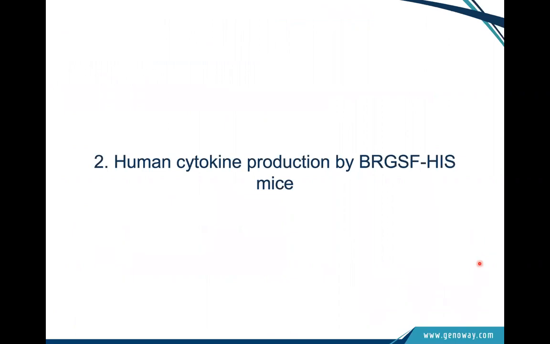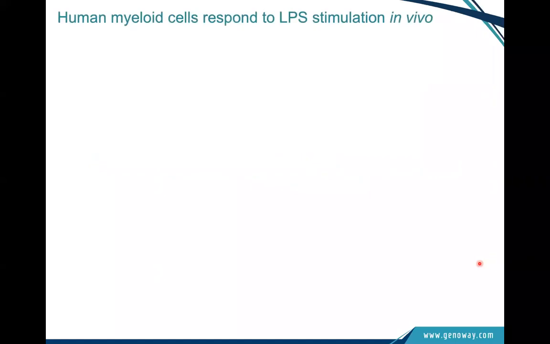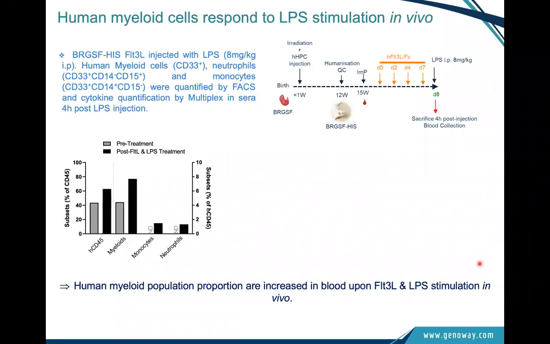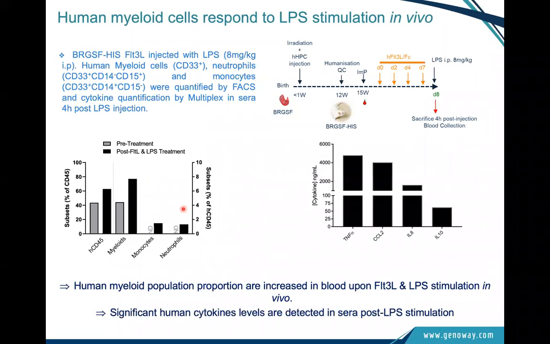Are those immune cells able to produce cytokines? The answer is yes. That's a study we conducted in-house where we reconstituted the mice, treated them with FLT3 ligand, and injected LPS. Mice were then sacrificed post-injection, and we checked the different immune cells, and as you can see, once again, we are seeing an increase in monocytes, neutrophils, and other cell types. And when we check for cytokines produced, we monitored by multiplex human TNF-alpha, human CCL2, human IL-8, and human IL-10, and we did detect cytokines produced in those mice.